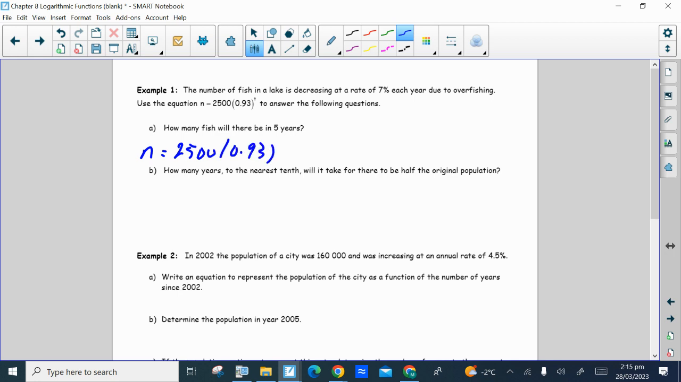Because we're told T is the time in years. Actually, we're not told that. But you would be given that, especially on a quiz, test, or on the diploma exam. Both variables would be defined.